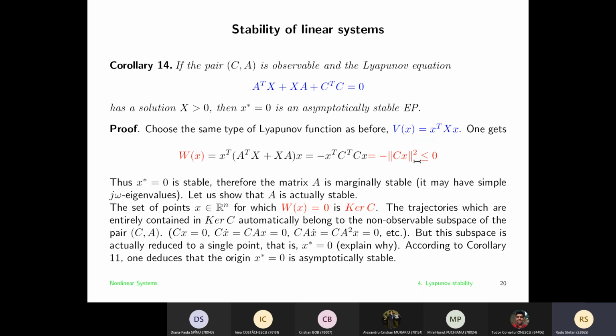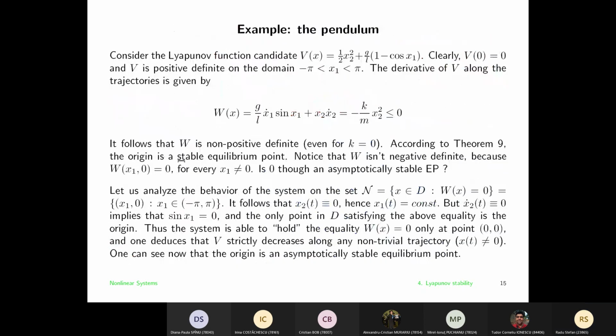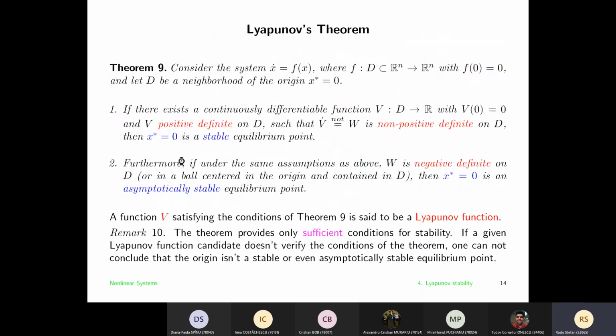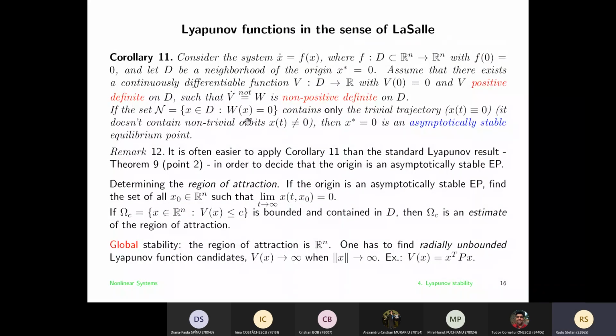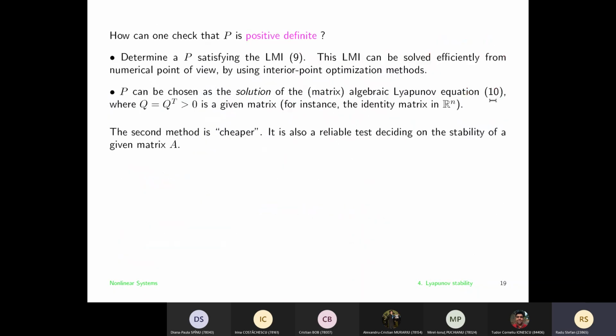So how do we achieve now that the origin is an asymptotically stable equilibrium? Well, let's have a look where W gets equal to 0 and check if this set contains other solutions except the trivial orbits. So we check the set calligraphic N where W is 0, and we have to ensure that we have only the trivial orbit, not other trajectories. And we do that.